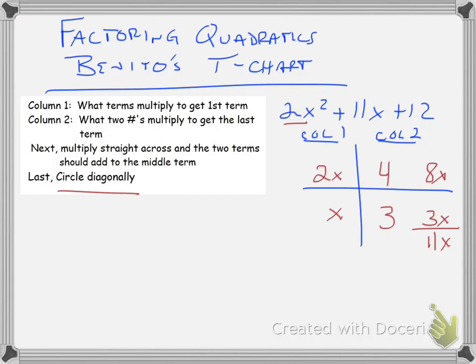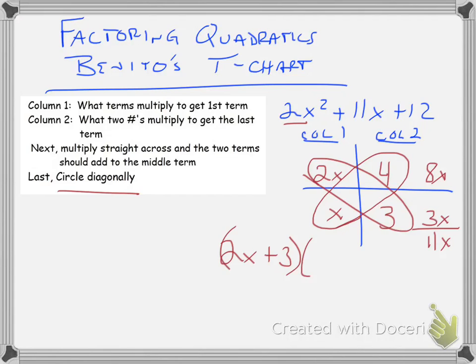And then the last part, you're circling them diagonally, and that's your parentheses. 2x plus 3 and x plus 4.